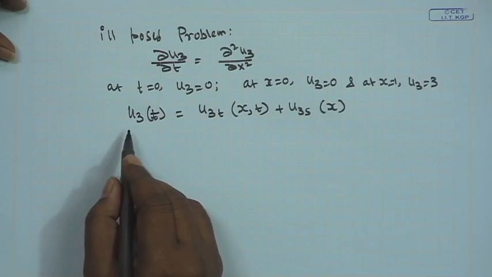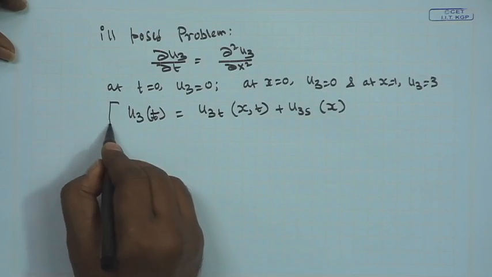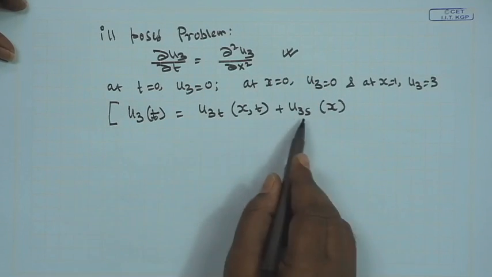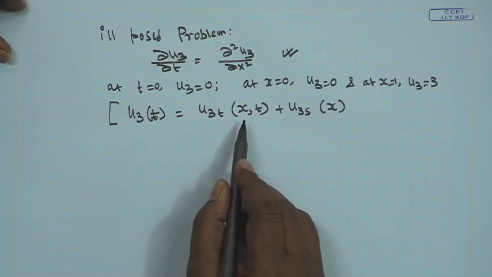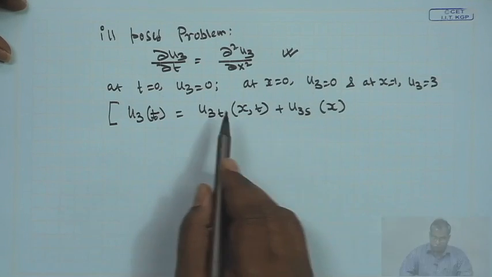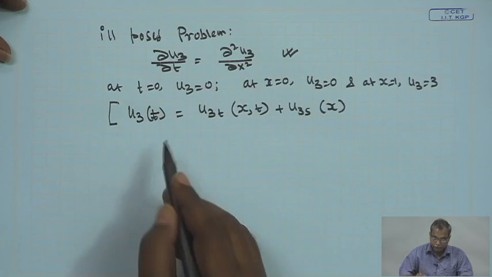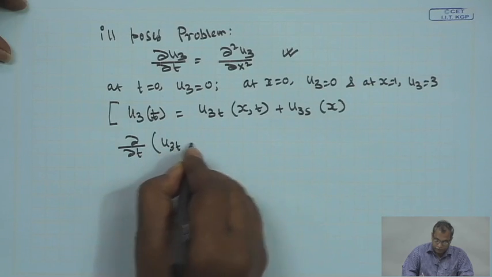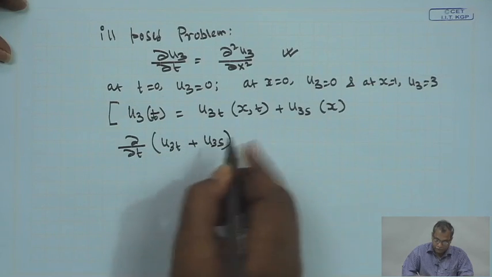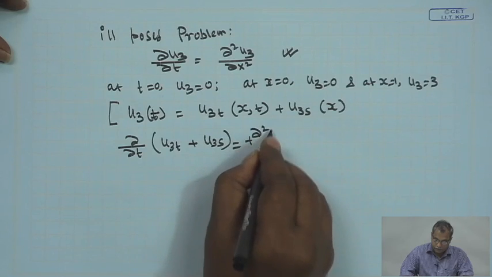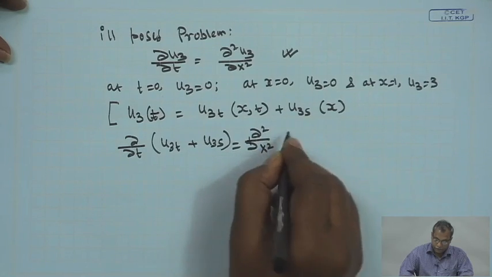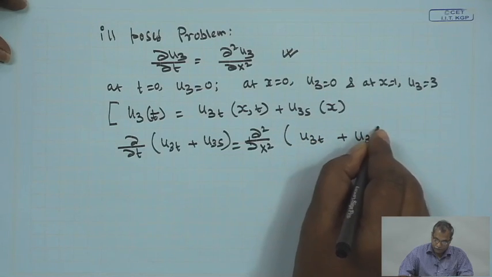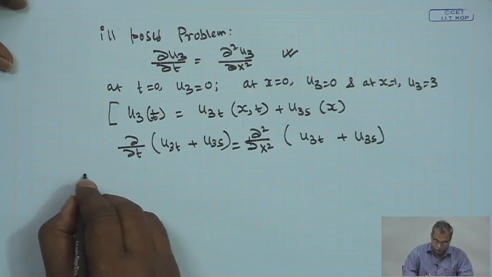In this case, we will substitute this solution into the governing equation. This is the mother problem for the two sub problems u3t and u3s. How will we get the governing equations of u3t and u3s? We will substitute this back into the mother problem. So if you do that, this becomes del by del t of u3t plus u3s is equal to del square by del x square of u3t plus u3s. Now let us look at what this is.